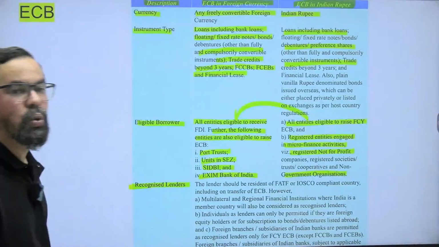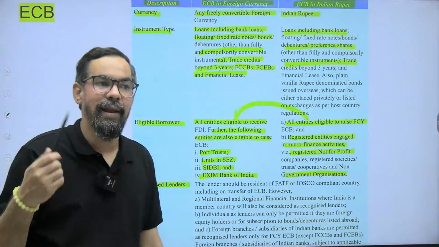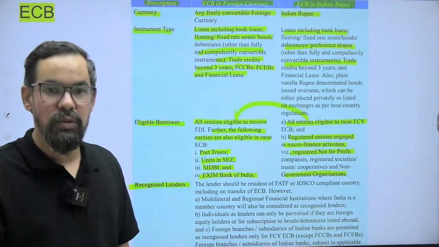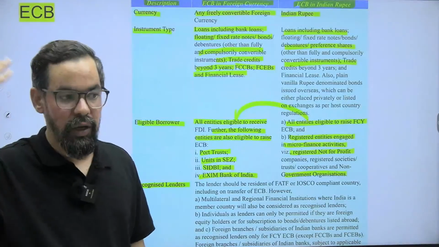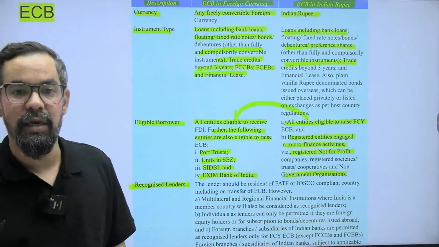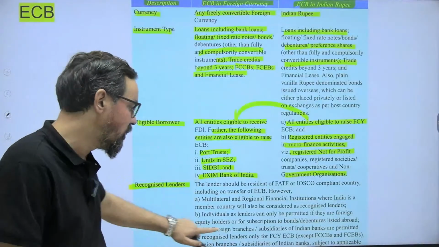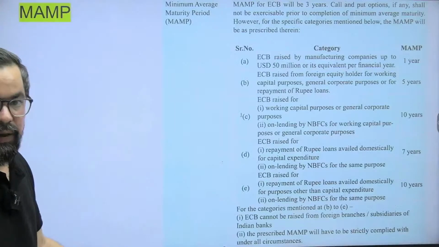Recognized lenders who can lend money: foreign institutions, like IMF or any other individual or foreign institution, after the KYC and due diligence compliances and all. So they are eligible for this particular one.